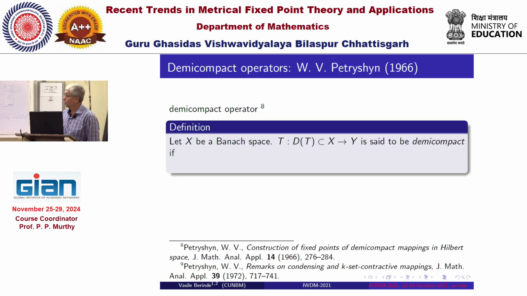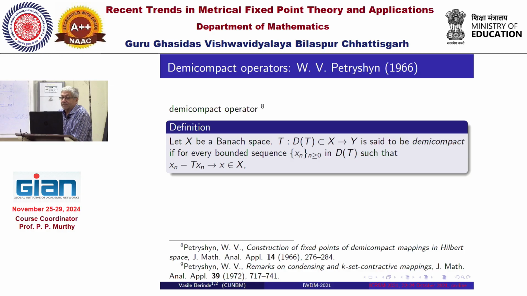And to establish such results, I need the notion of a demi-compact operator introduced by Petryshyn. Petryshyn, I think he's still alive. He should be over 95, something. He's of Ukrainian origin, but his family moved to the USA. He was a very good collaborator of Browder. They produced very high-level mathematics. He introduced this interesting notion of demi-compact operator to extend the notion of compactness for operators. And we need the notion, we'll see, to get strong convergence theorems.